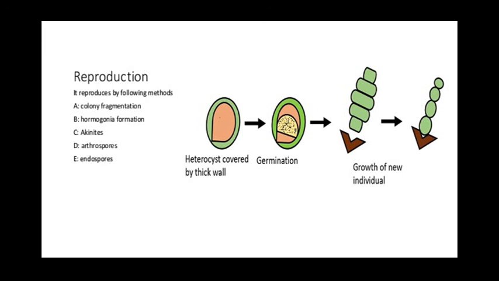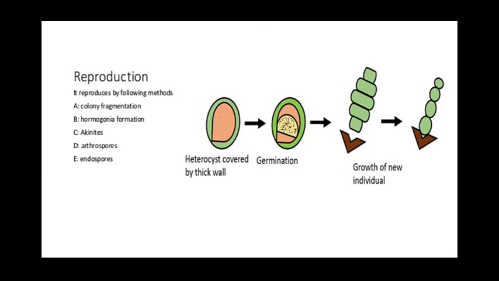So asexual reproduction is done by heterocyst. In the case of Nostoc commune, the heterocyst functions as a spore and germinates to form a 2 to 4 cell structure which gets liberated after the rupture of the heterocyst wall. You can see a heterocyst here covered by a thick wall. You can see the germination and growth of a new individual from this structure.